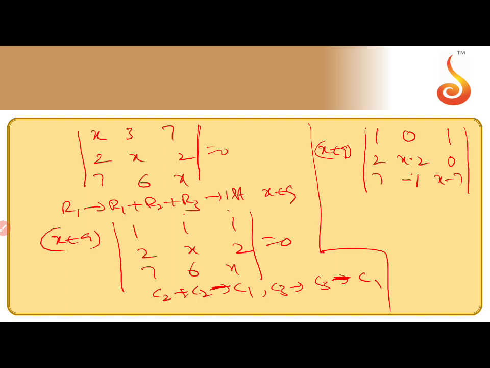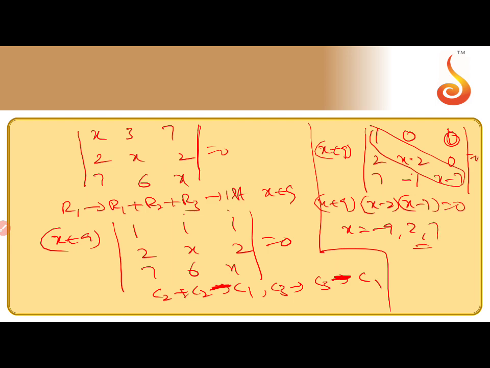So now this is also 0. So now this is called lower triangular matrix. So this is upper triangular matrix. So the value of the determinant is the product of the diagonal elements. This is x plus 9 into x minus 2 into x minus 7 equal 0. The roots are minus 9, 2 and 7.